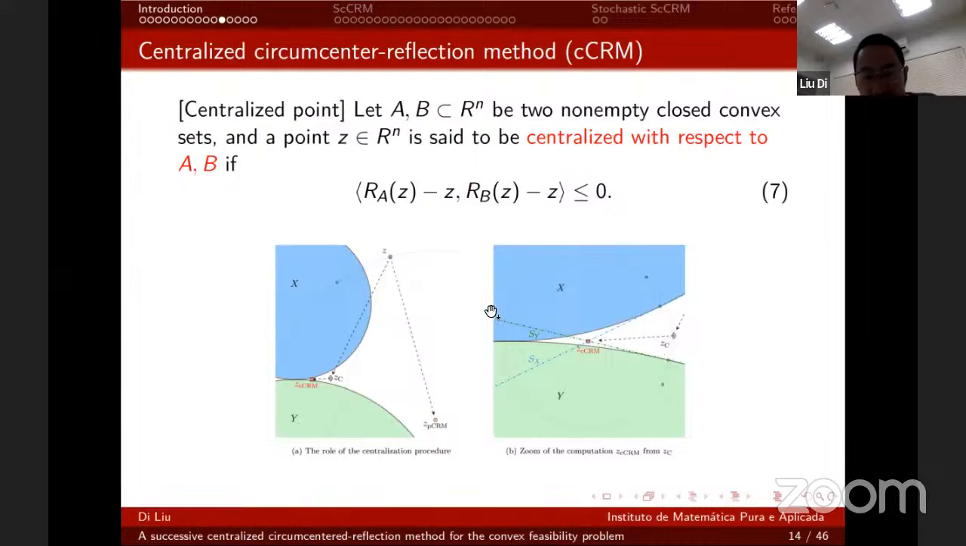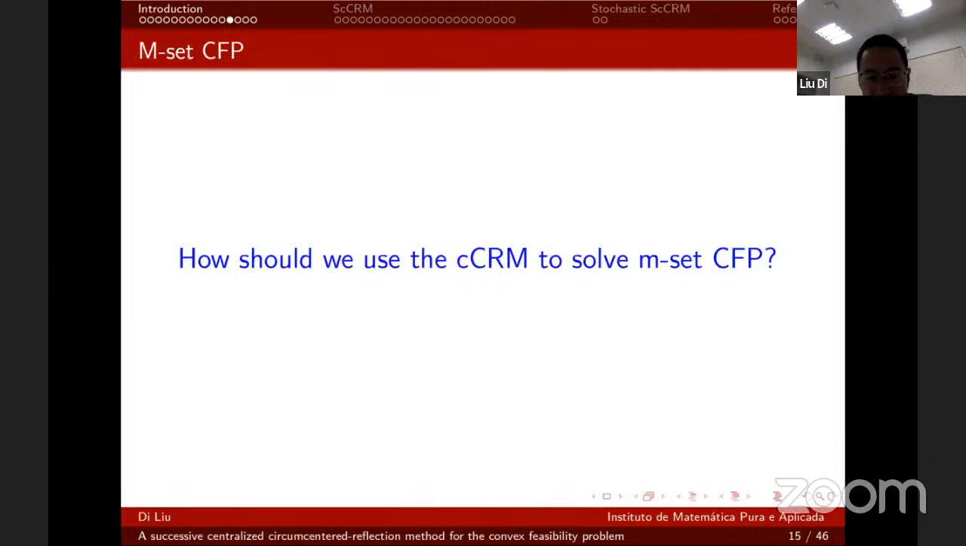Okay, so this is the introduction of the CCRM. But here we have a question. In that paper, the CCRM was proposed. Roger and other co-authors solved the problem with two sets of the feasibility problem. But here we want to do something more. We want to solve the M-set convex feasibility problem.